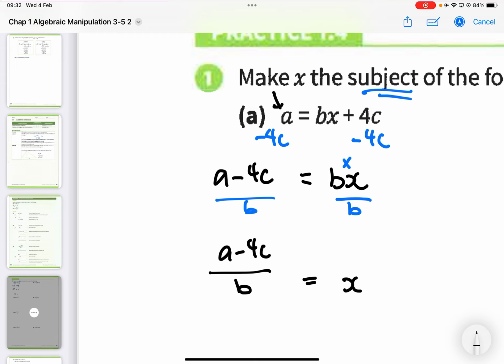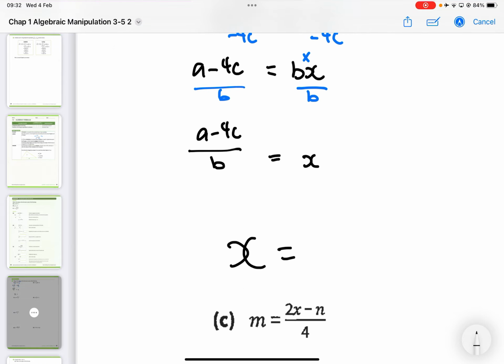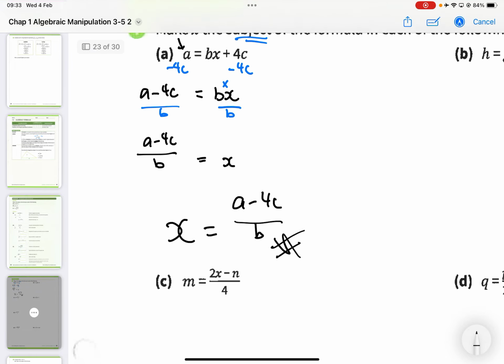But when we want x to be the subject, we want x to be on the left hand side. Okay? So equal sign means this is the same as this. So if I switch their places, I don't need to change any sign. This is the same as this. So now I write this on the left instead. This is still equal to this, so I don't need to change sign. I just switch them from left to right only. Then this is my answer. Okay? Follow?